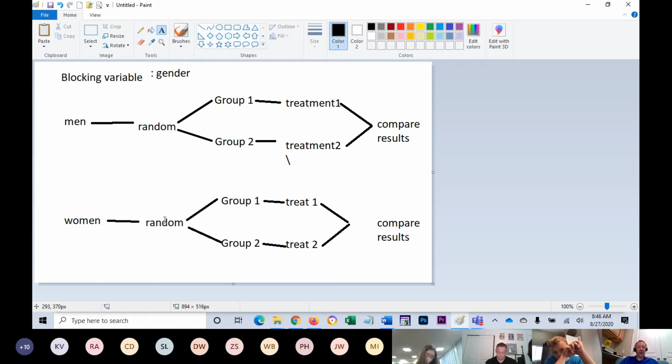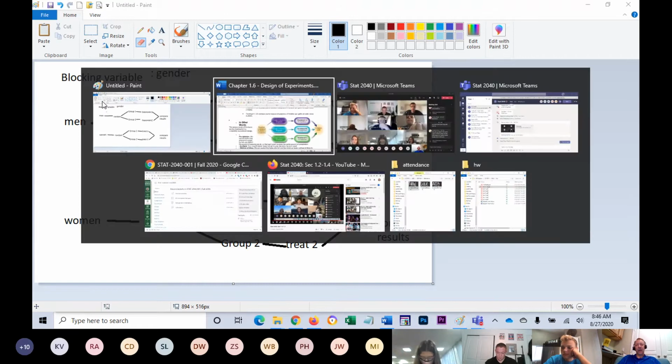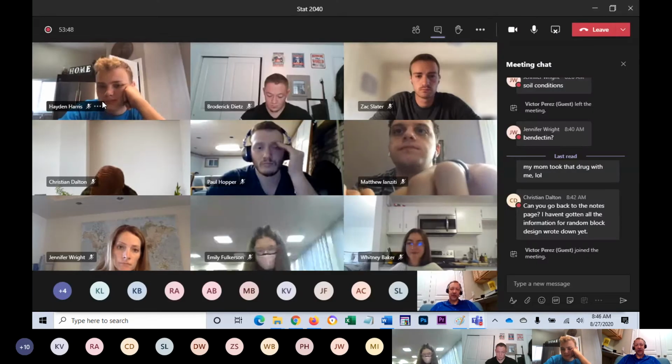And at that point, we will randomize and then treat. The rest of it's just like the completely randomized design, but we're just breaking into groups first. So, any questions on that you guys have?